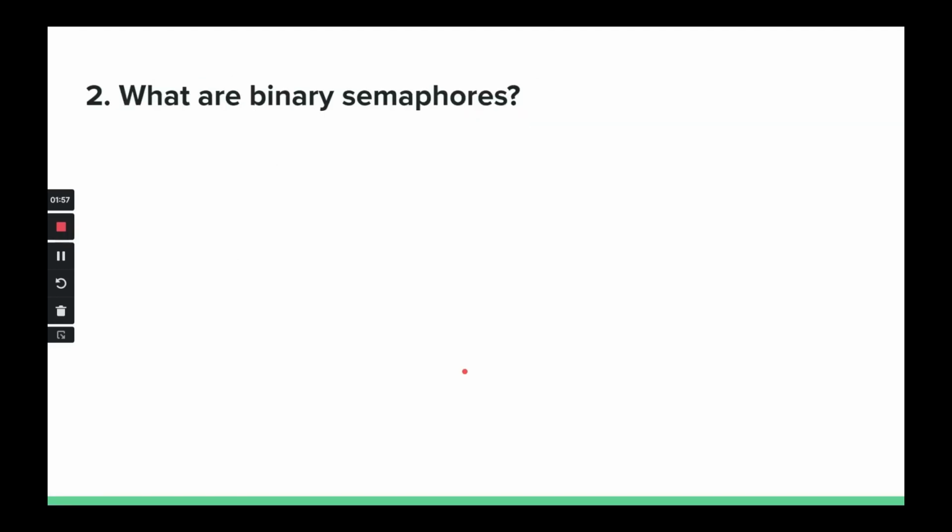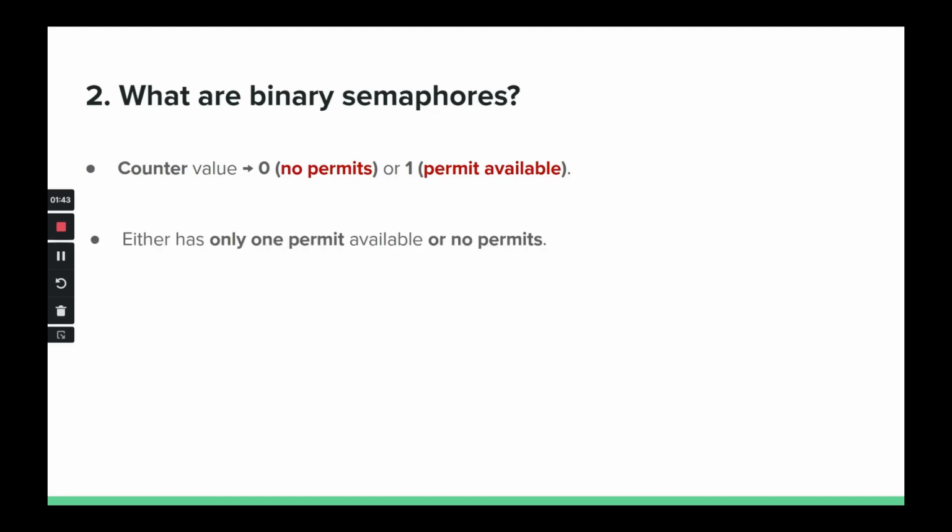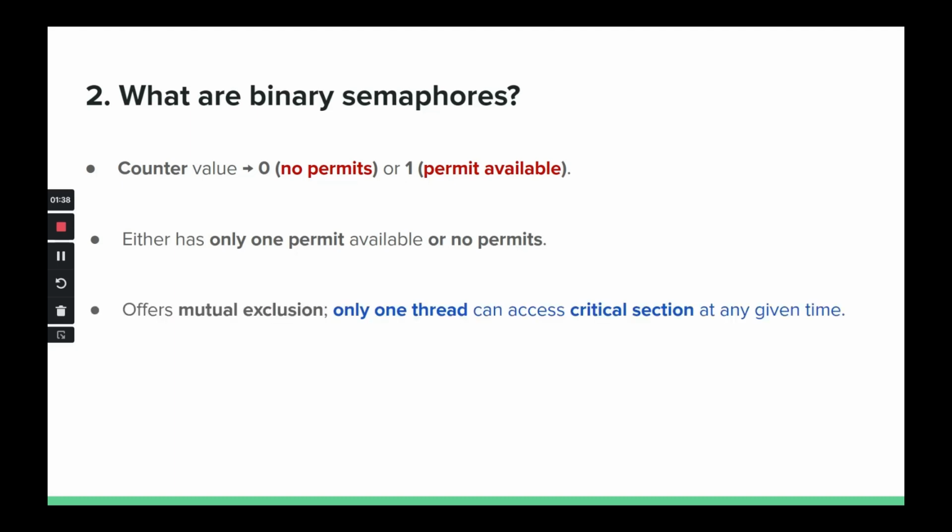Moving on to the types, now we have binary semaphore. Like we discussed, we are going to discuss 2 types, binary and counting semaphore. Binary, as the name suggests, can have only 2 values, 0 or 1. When it is 0, you have no permits. If it is 1, there is only 1 permit available. So it is just going to flip between 0 and 1. Why is it necessary? It means that only one thread can access the critical section at any given time.